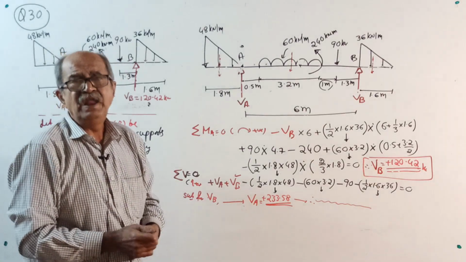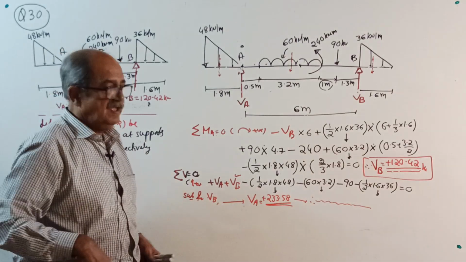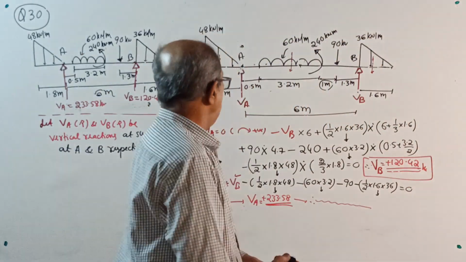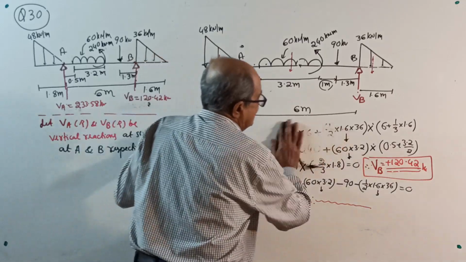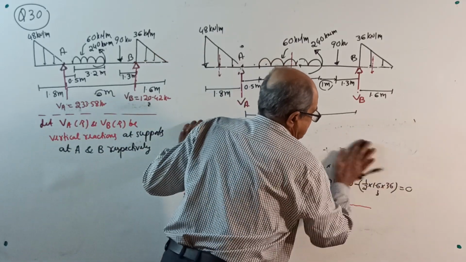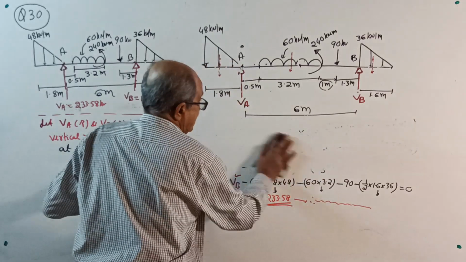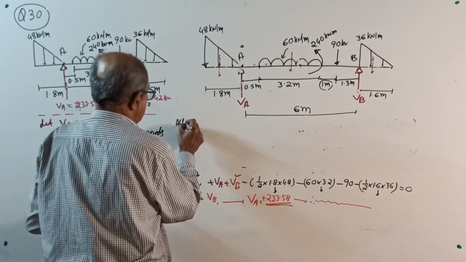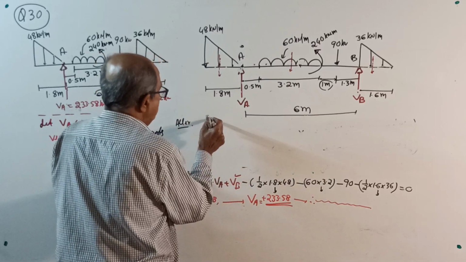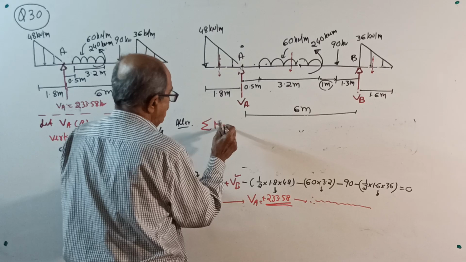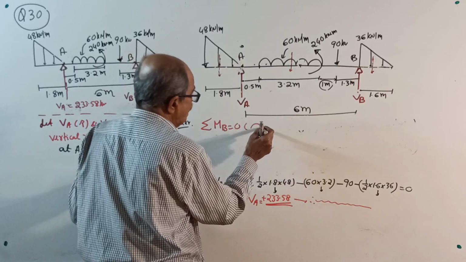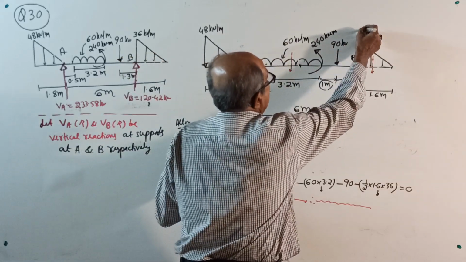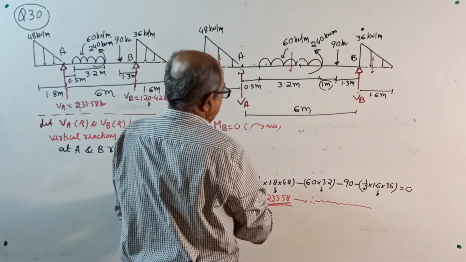Now, only for practice purposes, it is actually not required. Alternate solution. This I will do for some questions where I feel it is important. Alternate solution. Take moment about B first, sigma M about B equals 0, so that you get full fluency in the calculation. Clockwise positive. See, now the moment point is B. Start. Plus VA into 6 as usual.